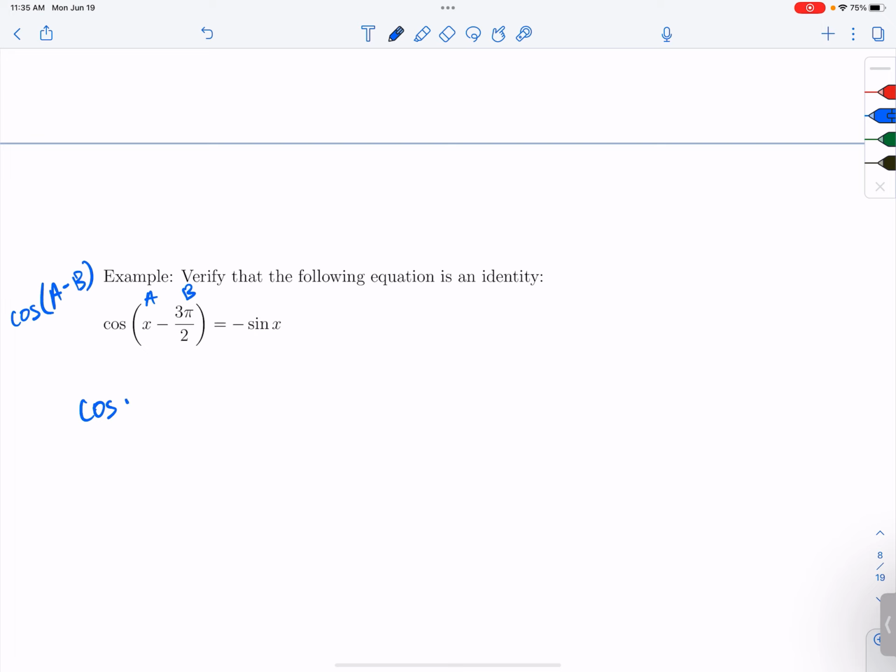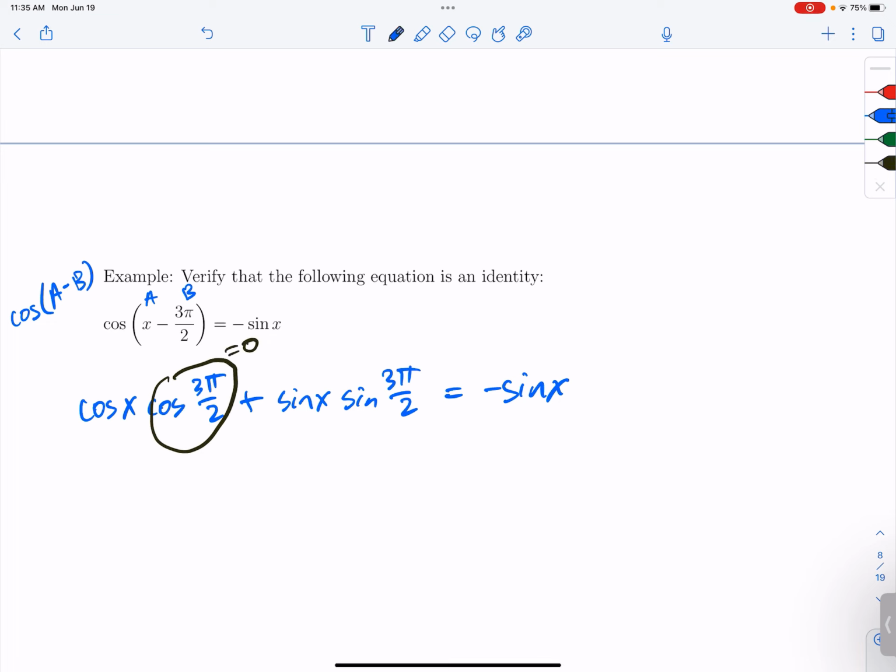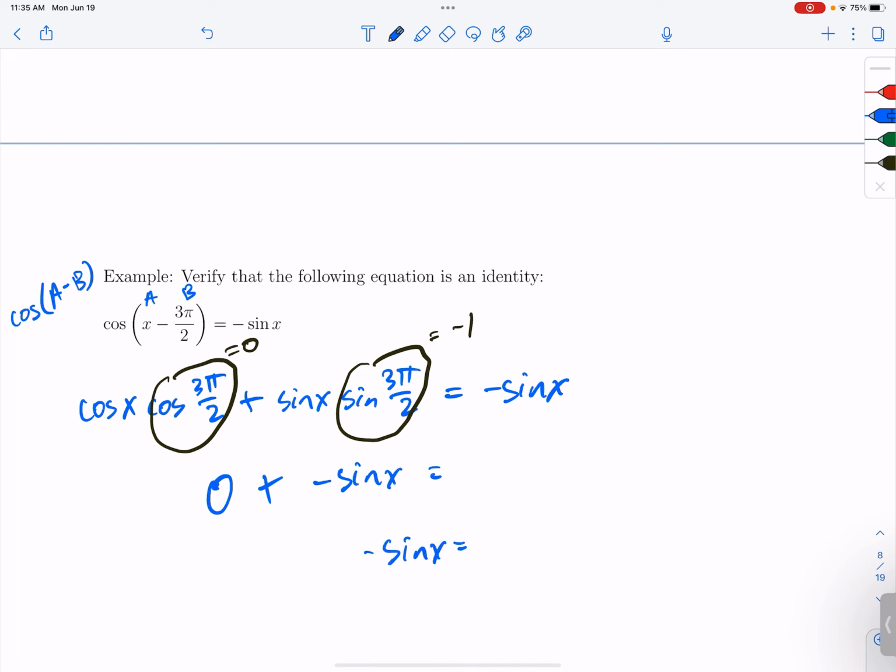So that'll be cosine of x times cosine of 3 pi over 2. Switch the operator. I have sine of x, sine of 3 pi over 2. And I want to show that that's equal to negative sine of x. Now, cosine of 3 pi over 2, that's equal to 0. So that whole term becomes 0. Then on the right-hand side, sine of 3 pi over 2 is equal to negative 1. So what we get is negative sine of x. So I have this verified.